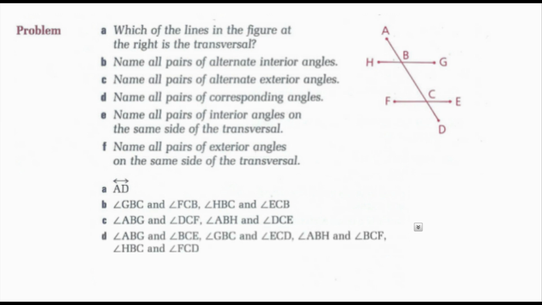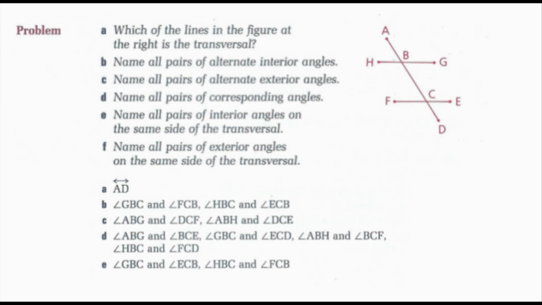Name all pairs of interior angles on the same side of the transversal. So same side of the transversal would mean like over here or over here. So interior would be on the inside, so that would be this angle here and this angle here. Then on the opposite side, it would be this angle here with this angle here. So those two angles are angle GBC and angle ECB, and then angle HBC and angle FCB.